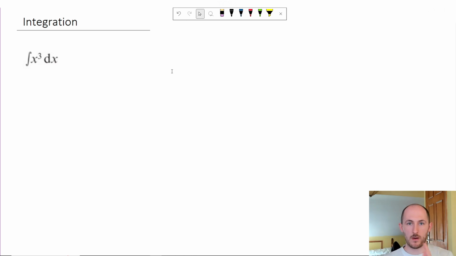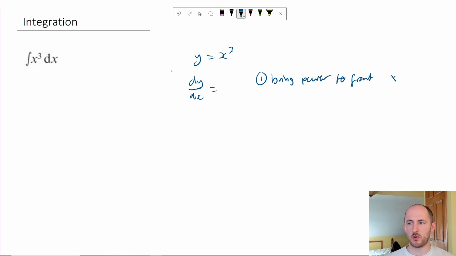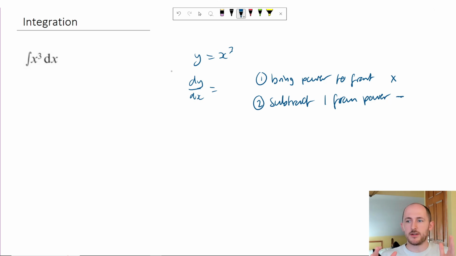Now, if we remember when we differentiate, so if I was going to differentiate, let's say, x cubed, when we do dy by dx, what we do is we bring power to the front, which does mean multiply essentially, and then we subtract 1 from the power. I put a little subtract sign just to make it super clear. When we do this, if we're doing integration, we want to be able to do the exact inverse.